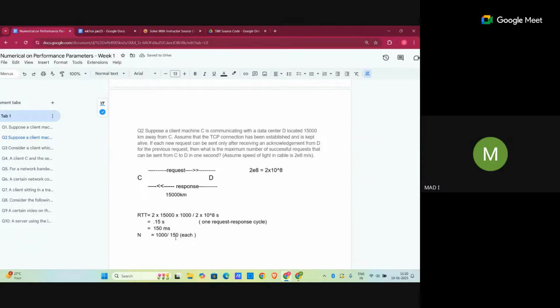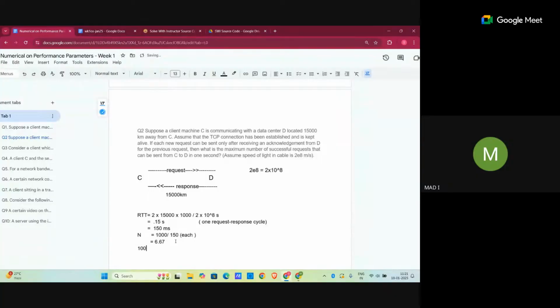Okay. So now, can somebody calculate this? The answer will come as 6.67. Now this answer cannot be a fraction, right? The number of successful requests that can be made cannot be a fraction. So we will have to think whether the answer is 6 or 7. So we will just break it down.